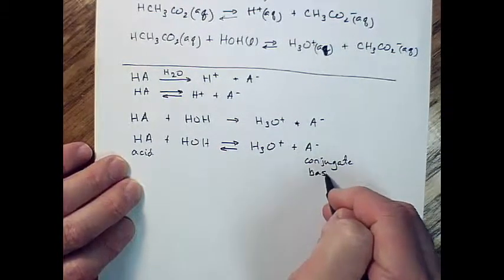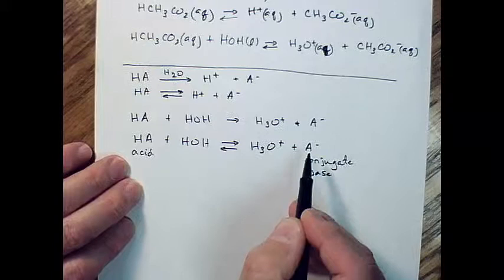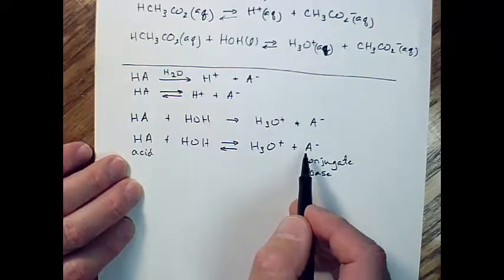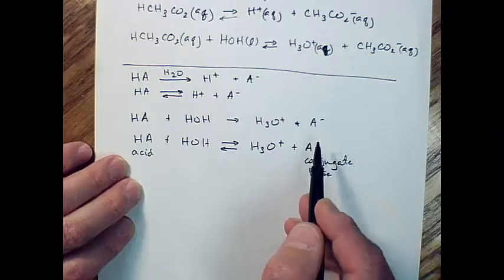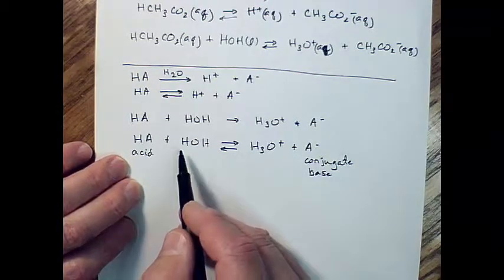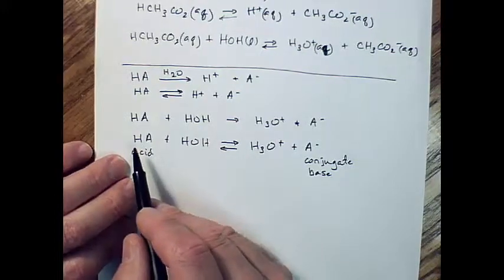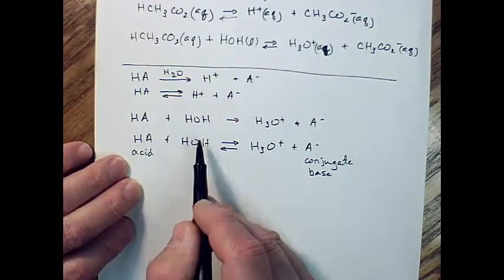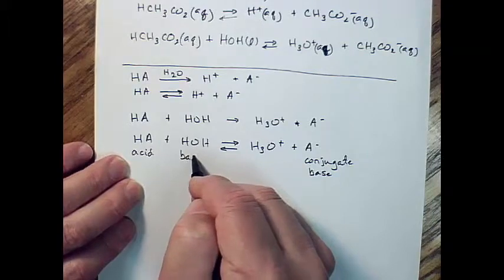Why do we call it a base? Because this is an anion, and anions will easily accept protons. So since protons can join up with that, that makes it a base. If this is the acid and the hydrogen from this acid goes over here and joins up with water, well, that makes this the base.